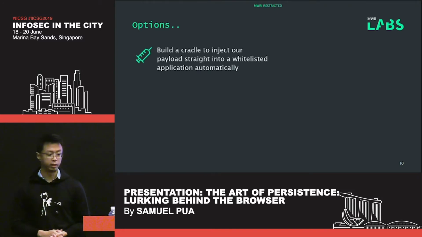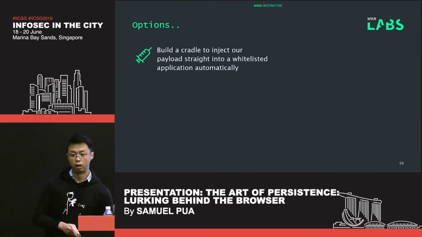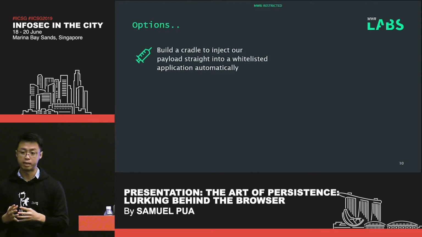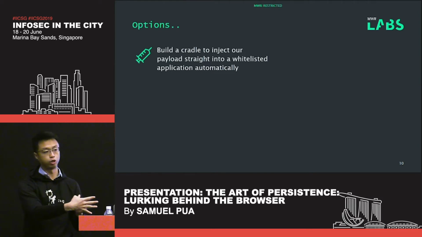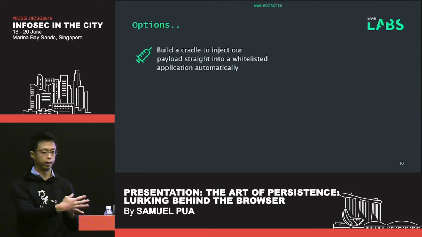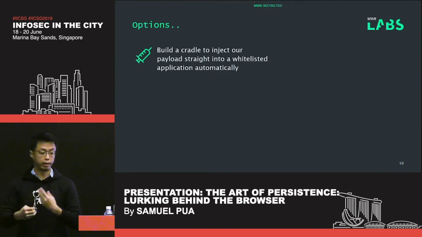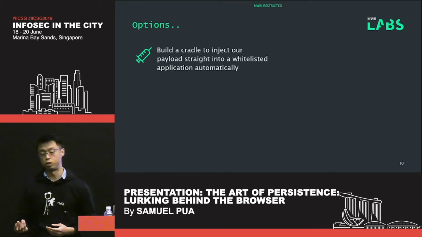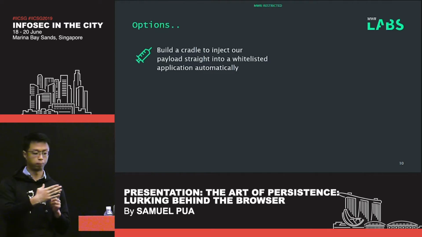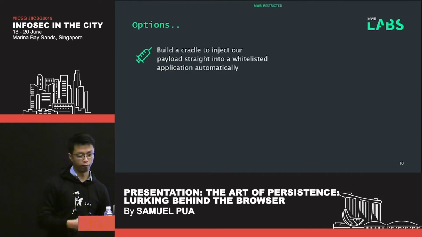The first option we considered was to build a cradle to inject our payload straight into a whitelisted application. You could essentially find out which process is in the whitelist and inject into a memory page within the application, so that we can inject shellcode there and leech off the application to load our payload. The advantage of this is we can leech off a whitelisted application, but the disadvantage is it's very suspicious. We're injecting our payload into a process, and this is highly suspicious for a defender.